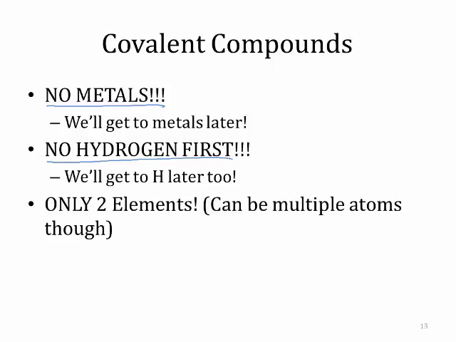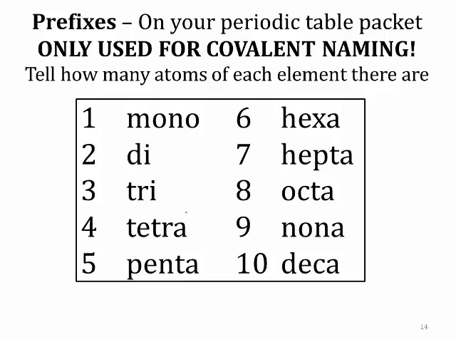Also, when we're dealing with covalent compounds, we can only have 2 elements. I can have multiple atoms of each element, but I can only have 2 different elements for my covalent compounds. When I name covalent compounds, I have to use prefixes. These are on your periodic table packet on the very back, on the same side where you have your metric prefixes and your polyatomic ions that we'll use later on. Those prefixes in the top right corner are only used for covalent naming. And those prefixes tell us how many atoms of each element there are in the compound. So take a minute and find that on your periodic table.